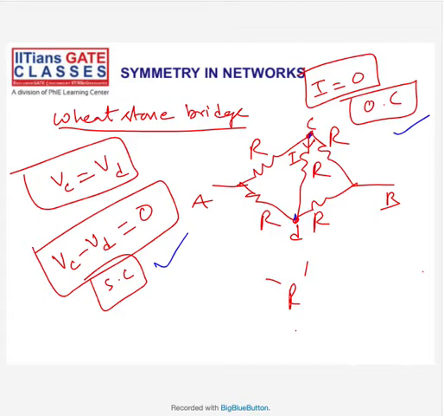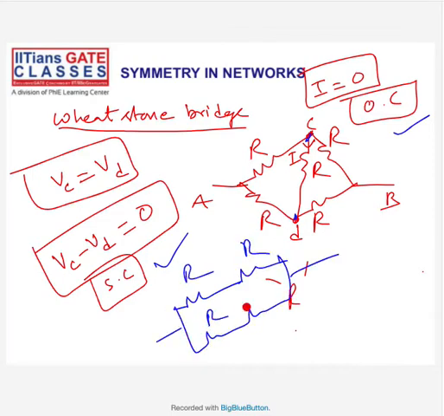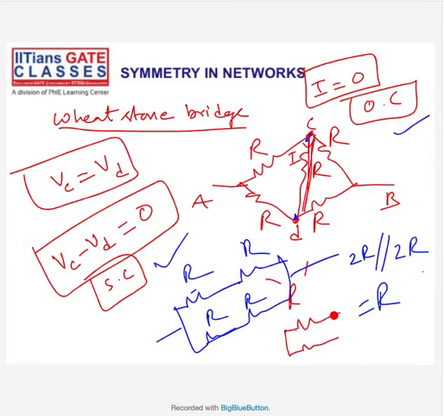Have you ever tried this? Let me open this. This is what you'll get. All are R's, so R and R in series is 2R. 2R parallel with 2R is R. If I short it, what happens? This is my circuit. So R parallel with R parallel with R gives R by 2 and R by 2, which is equal to R. So even if you short it, you're getting the same answer, right?